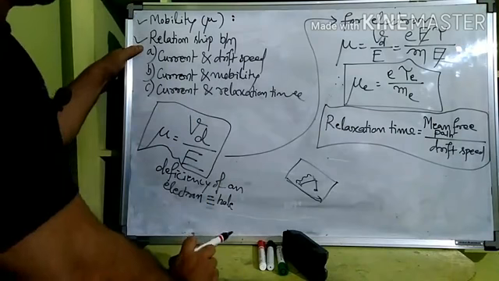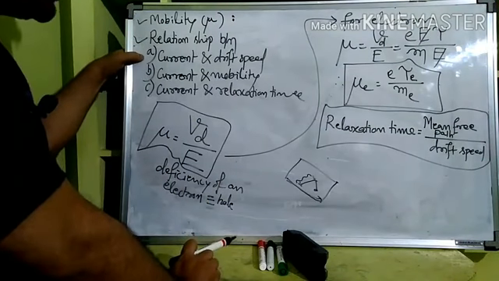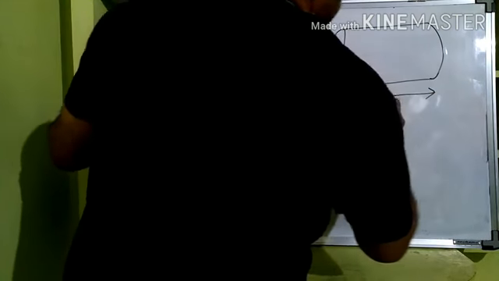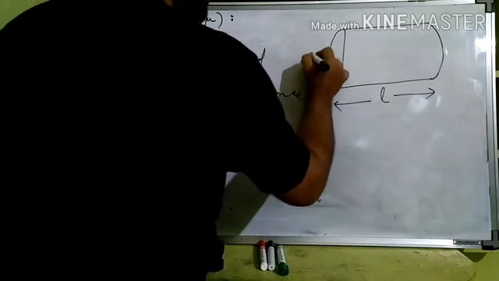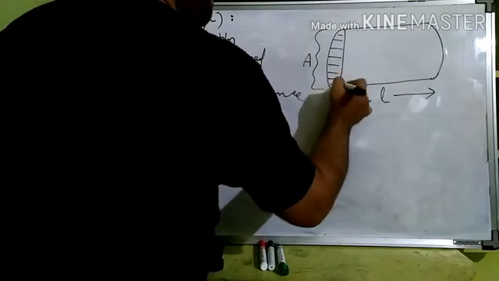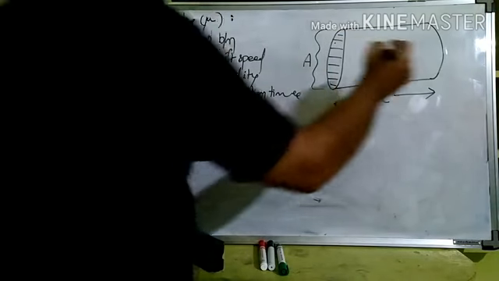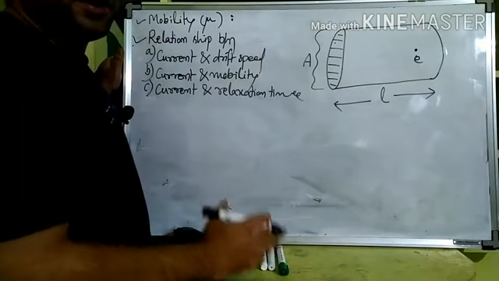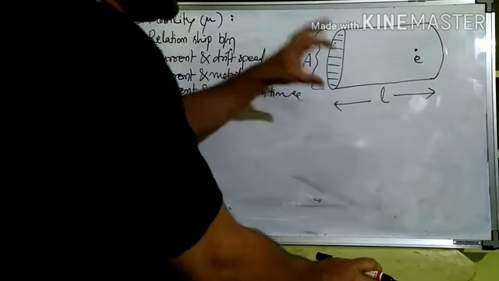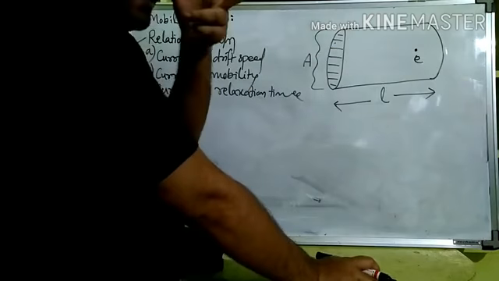This is mobility. Then the relationship between current and drift speed. Now let us say we have a conductor of length L and area of cross section A. Let us say this area of cross section is A, and in this there are free electrons, the motion of which we are observing, and we got the drift speed of that, right? Now how many electrons are present in this depends on material to material. The number density of electrons will vary.